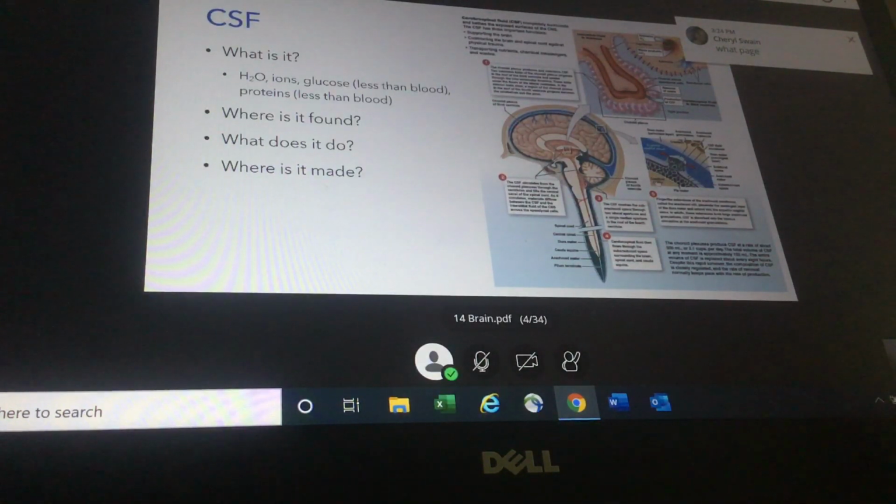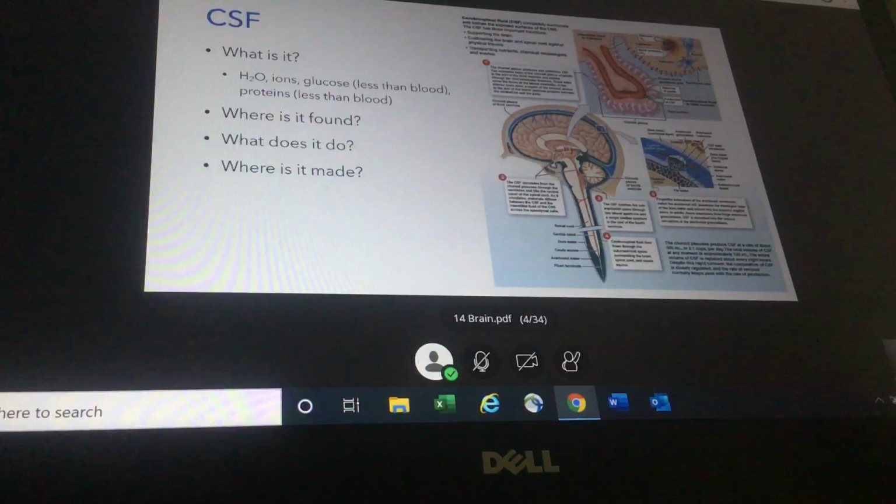I don't know. I don't have a copy of the textbook. Anybody have a copy of the textbook that you can tell us what page this is on?